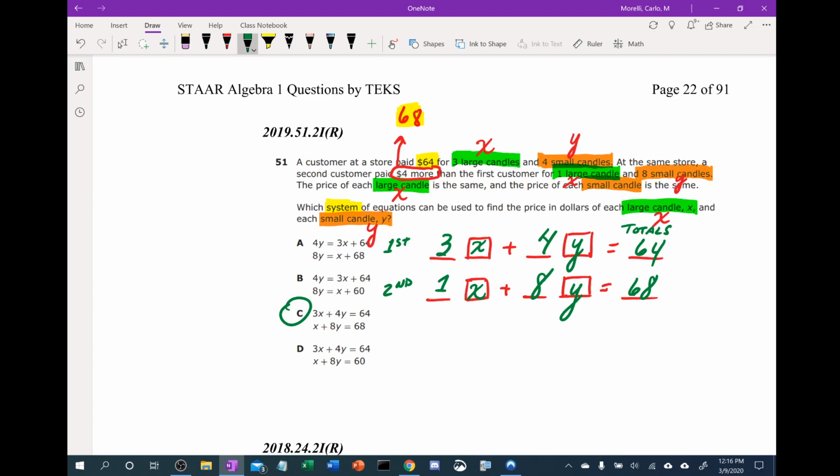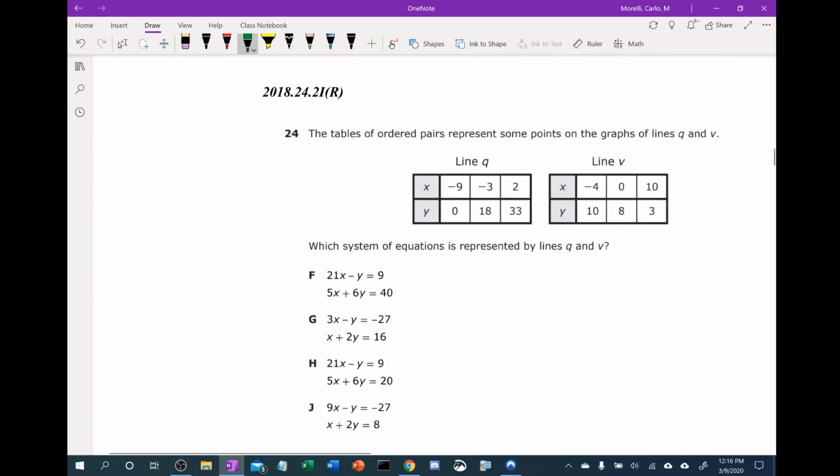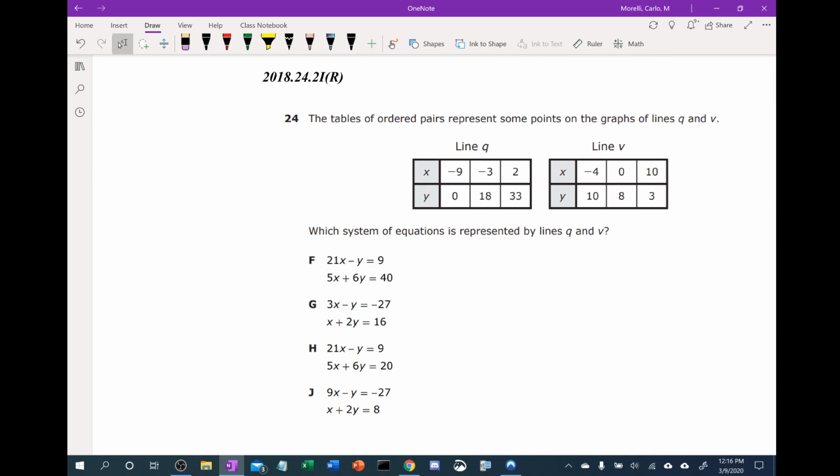Okay. TEKS 2I, ladies and gentlemen, is about writing equations. So we're writing systems, we're not solving systems. So that's all you had to do is write it. Very good. Let's move on to this next question here.